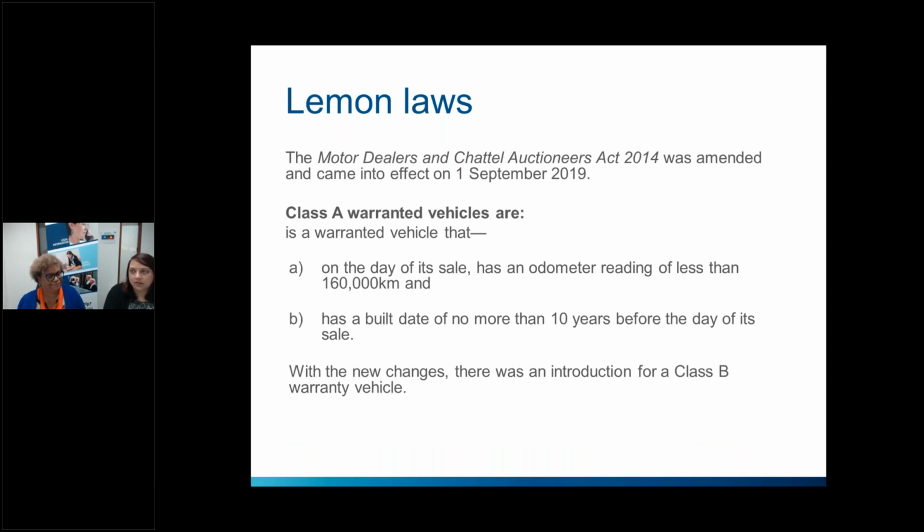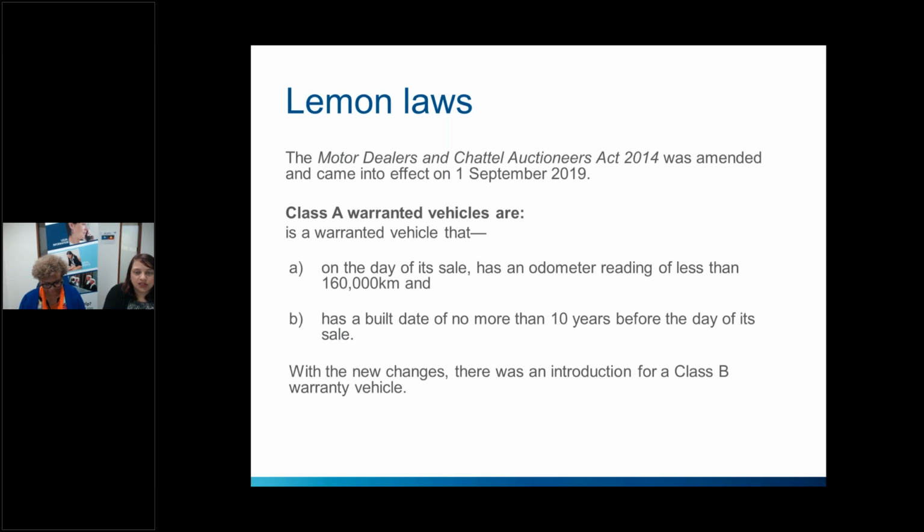So before we had the Class A warranties, which I'll go over anyway. So a Class A warranty, prior to the amendments, we've only had the Class A. We didn't have the Class B. So the Class A is on the day of its sale, has an odometer reading of less than 160,000 kilometres and has a built date of no more than 10 years from the date of its sale. Just for your own records and so you're aware, the Class A warranty expires after 3 months or the first 5,000 kilometres, whichever occurs first.